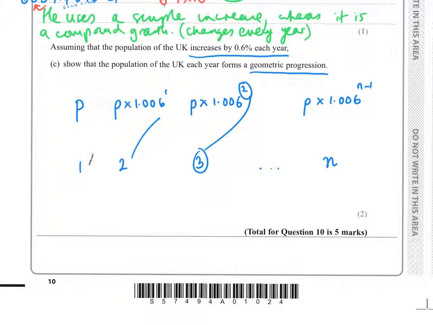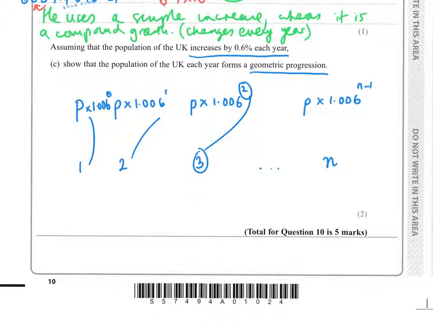And here you can even say that is 1.006 to the power 0 if you want. That comes up at A2 and A level quite a lot. So my advice is all you have to say is that it always increases by the same amount each year, and any convincing conclusion, i.e. the terms are generated by multiplying previous terms by 1.006 every time, so a geometric progression is formed, that will be fine.